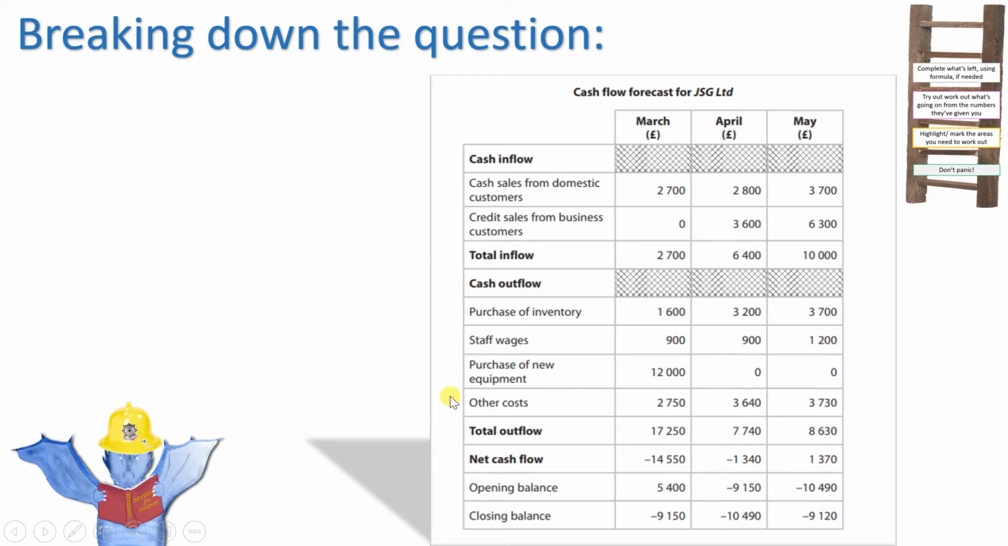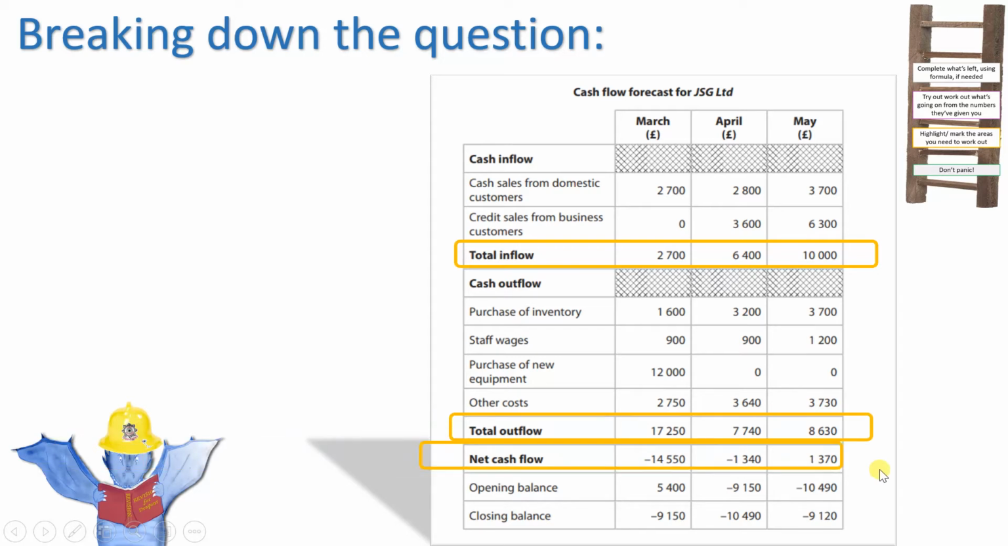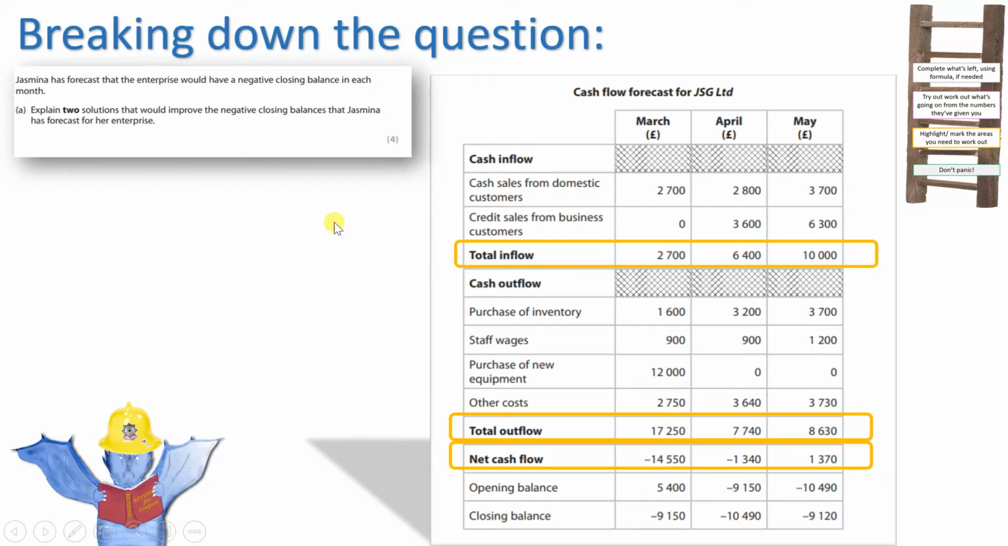It's a cash flow. So the 3 things you always deal with in a cash flow are inflows, outflows and net cash flow. So let's just circle those. Hang on a sec. I think we need to go back to the question right now and just have a double check of what the question's asking us to do. Explain 2 solutions that would improve the negative closing balance that Jasmina has forecast for her enterprise. Let's follow what the question says then and have a look at the closing balance.